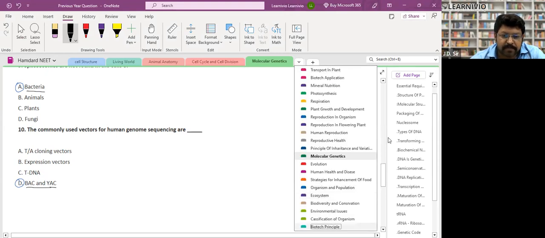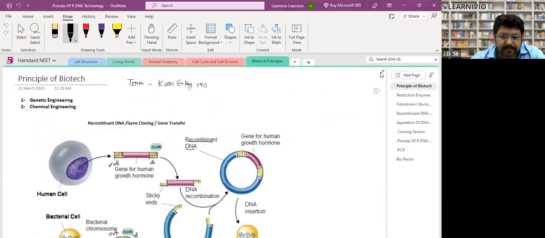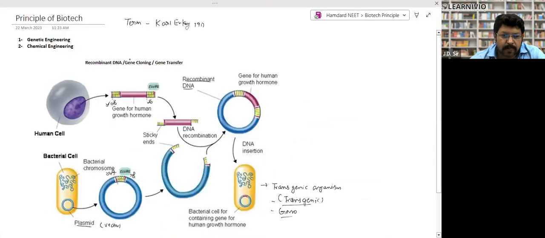So the first chapter is biotechnology tools and techniques. Even this question has been asked in medical examinations: what is the basic principle of biotechnology? There are two principles of biotechnology. The first principle is genetic engineering, and the second principle is chemical engineering. Can anybody tell me what genetic engineering is, and what chemical engineering is?